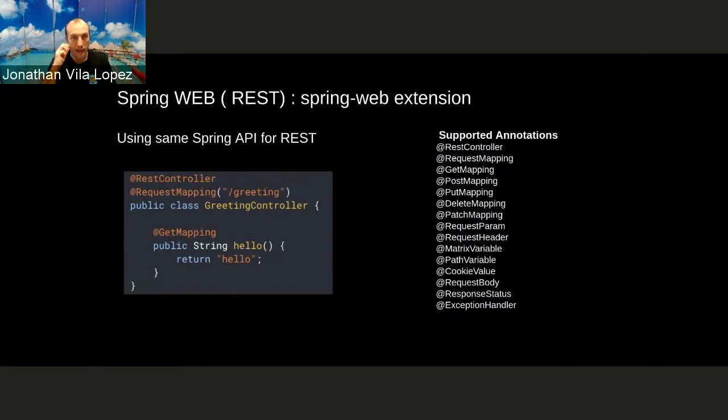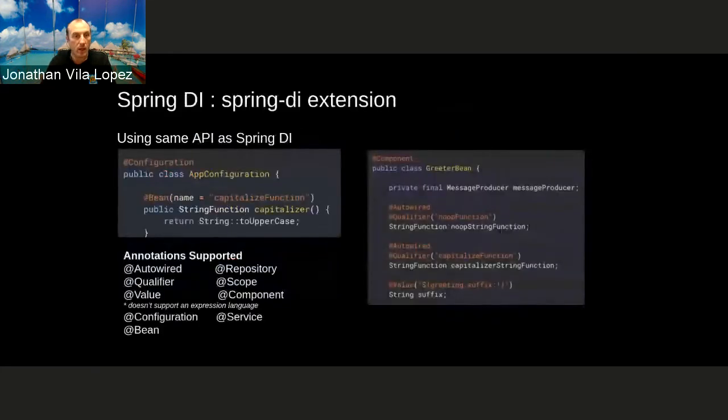So for Spring Web, use the Spring Web extension and don't touch your endpoints, your controllers, your resources. Everything will be compiled by Quarkus at build time, and you will have it at runtime, either on JVM or in native mode. So don't touch your code. With dependency injection, exactly the same. Don't touch your beans, and those beans will be compiled.